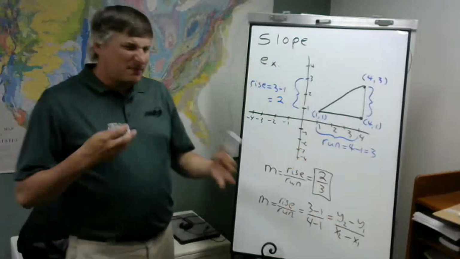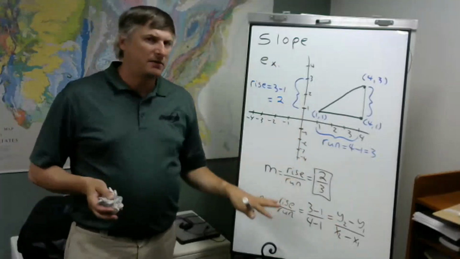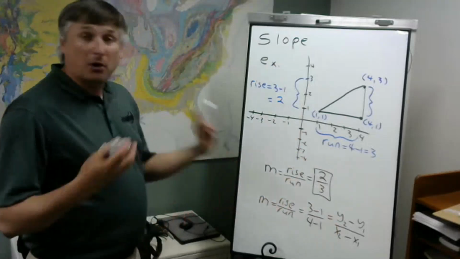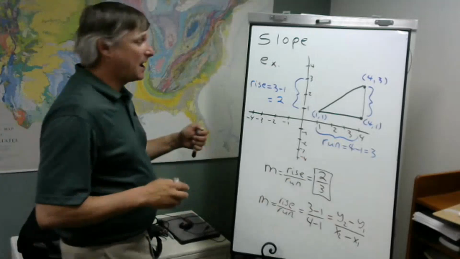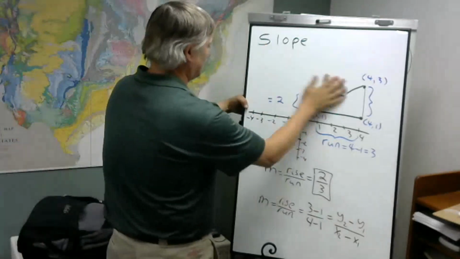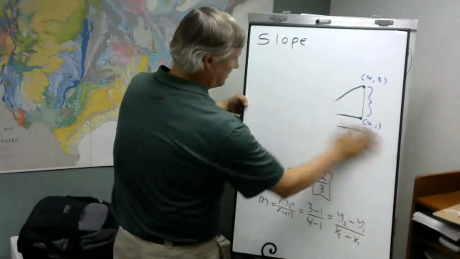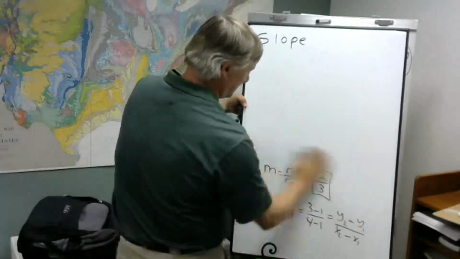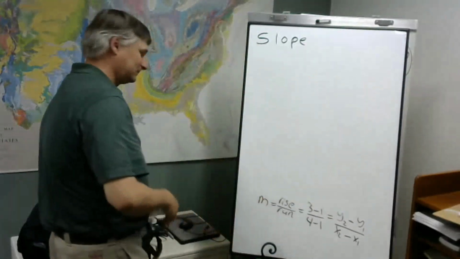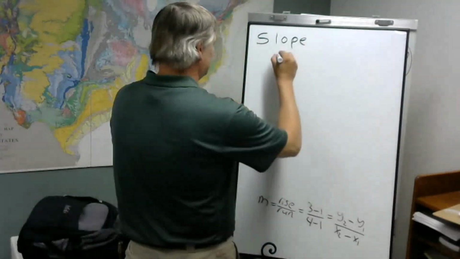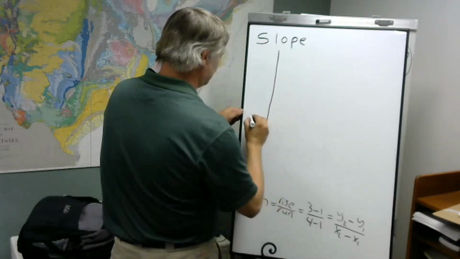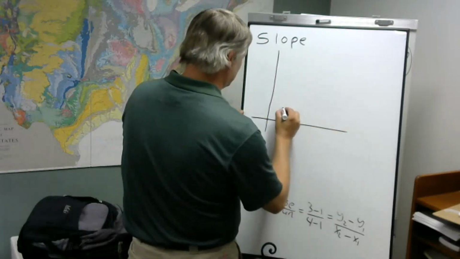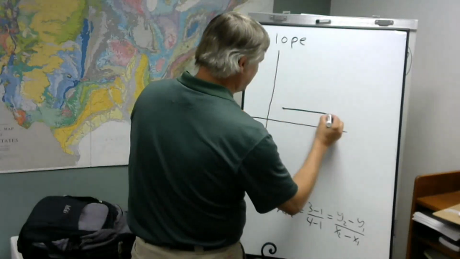Now let me do this. You might have seen this before. I'm going to derive this again, starting from scratch. This is how it works. So let's say we have our ramp.